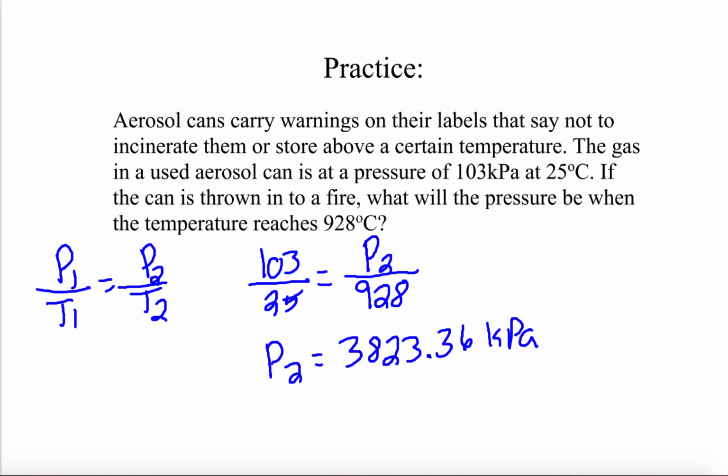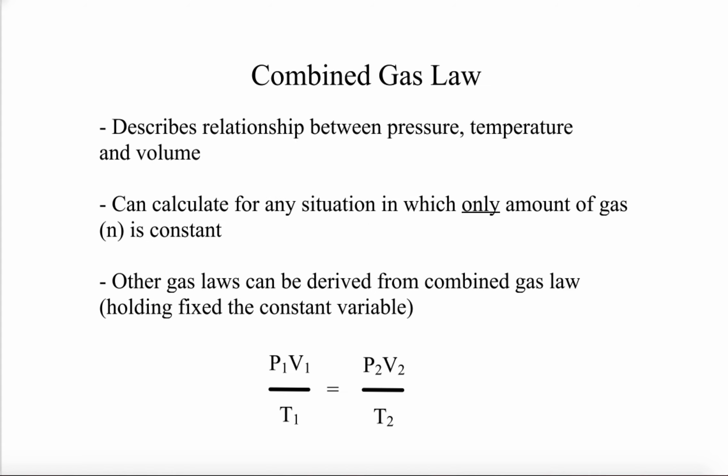Our final gas law here is called the combined gas law. As you can imagine from the name, it just combines the other gas laws together. So it describes the relationship between pressure, temperature, and volume. And you can use this for any situation where only the amount of gas is staying the same. Everything else changes except for the amount of the gas.